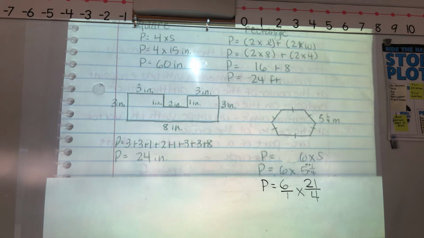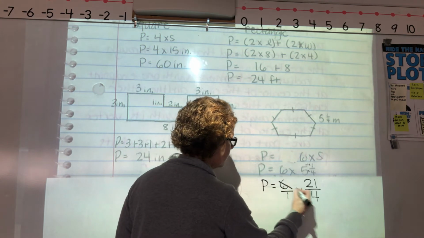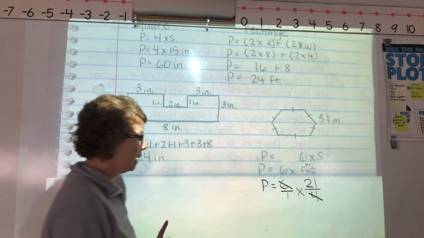I really don't want to multiply 21 times 6 and do inside outside with that big number. So I'm going to look for cross reducing first. I'm going to see if there's anything I can cross reduce. Nothing I can do with the 1 and 21, but I definitely can here. They're both even numbers, so I know I can divide both of these by 2.